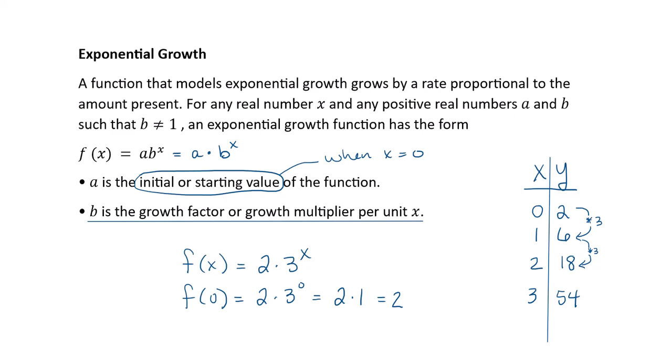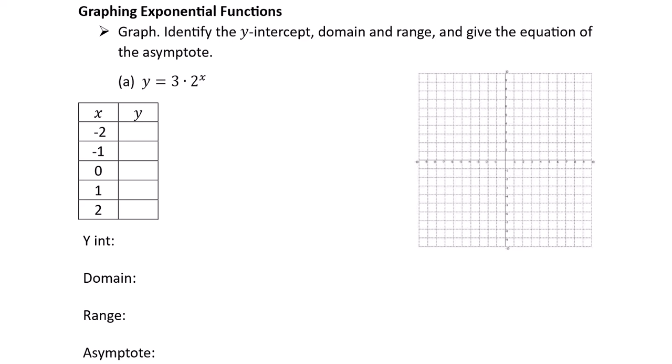So every unit of x, we add 1 to get the next x. The output is actually being multiplied by 3 to get the next output. And this is the key characteristic of exponential growth from exponential functions. Let's graph some exponential functions. Graph, identify the y-intercept, domain, and range, and give the equation of the asymptote.